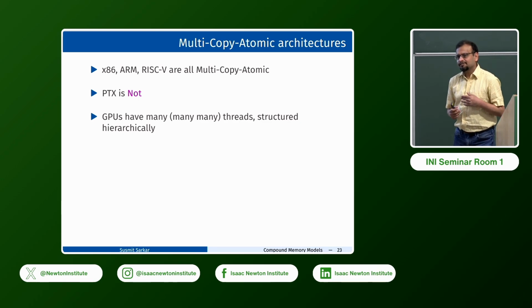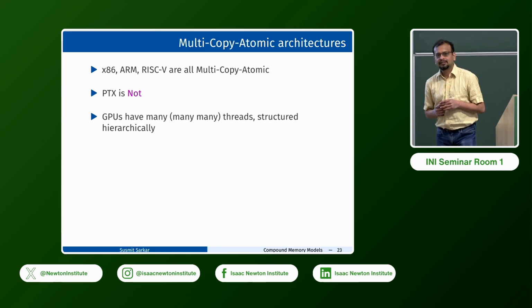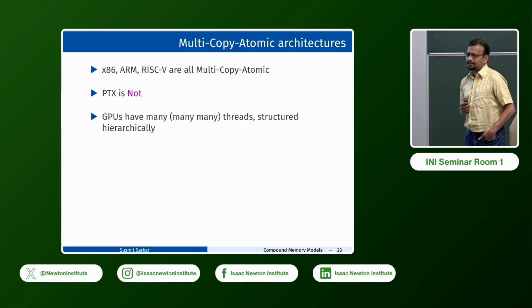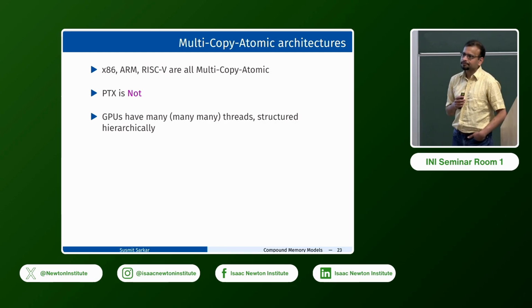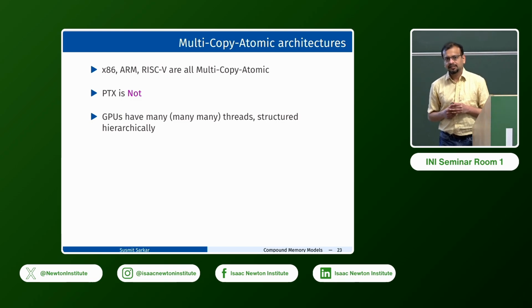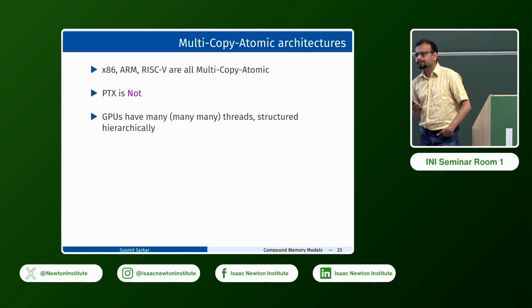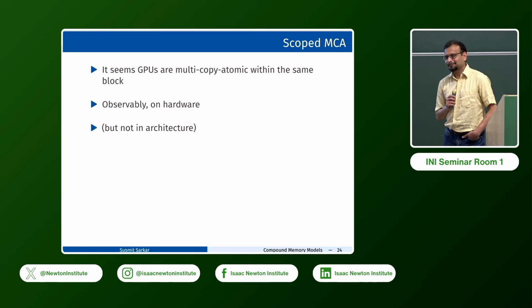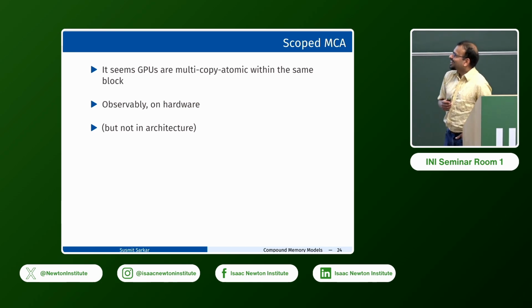Because like I said, GPUs have many different threads arranged in this kind of hierarchical block nature. And they really don't want it to be multi-copy atomic, because that would be a bit aggressive, having thousands of threads with writes propagated to them and barriers if they were propagating at the same time. But also, these GPUs are structured quite hierarchically in the way I was describing before. So it seems like, and here I'm skating on even thinner ice, GPUs are multi-copy atomic seemingly within the same block.